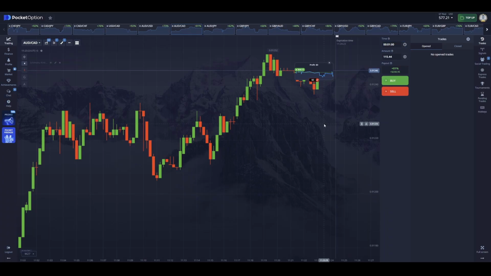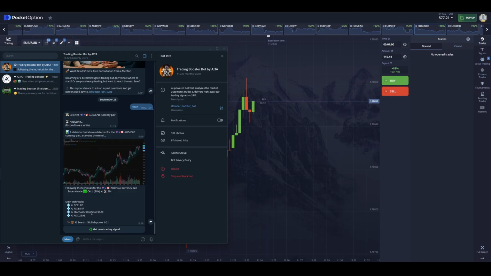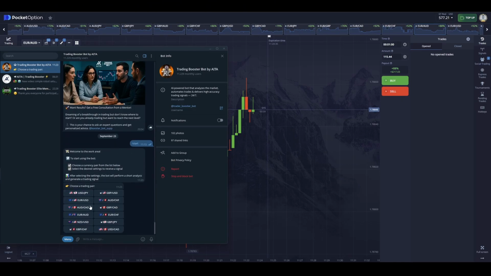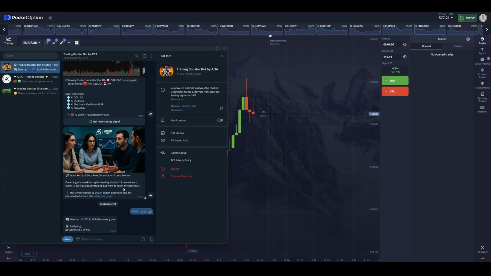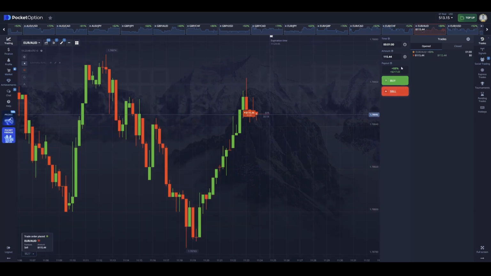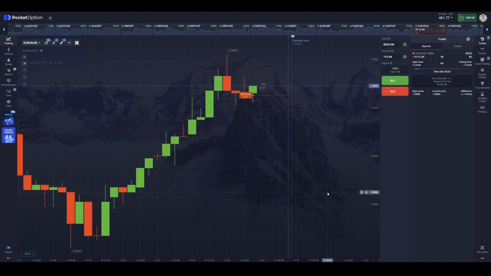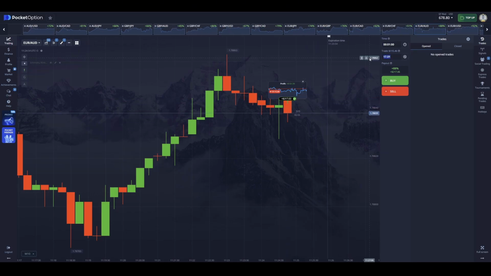I'm choosing the euro to Australian dollar currency pair, switching over to BoosterBot. I'm setting the trade time to 1 minute, and now we wait for the signal. I get a sell signal, and right from here, for 1 minute, I carefully check the time and open a sell trade. Let's wait for the result. And this trade brings me $101, so I cover my loss.